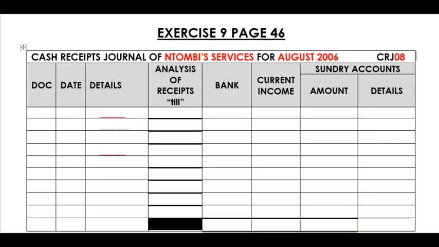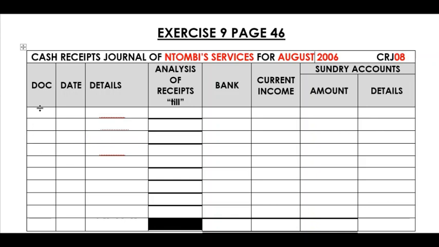I've got my own version of it. You have to remember to write the heading. So it's this Cash Receipts Journal of Ntombi Services. This time it's for August 2006. You have to write the month and the year, and it will be CRJ number 8. Why? Because every CRJ has a number, and that number refers to the month of the year. And August is actually the 8th month in the year. That's why it's CRJ number 8.